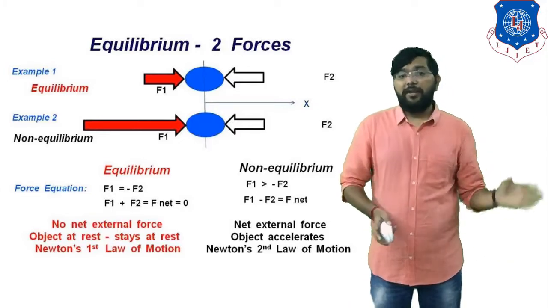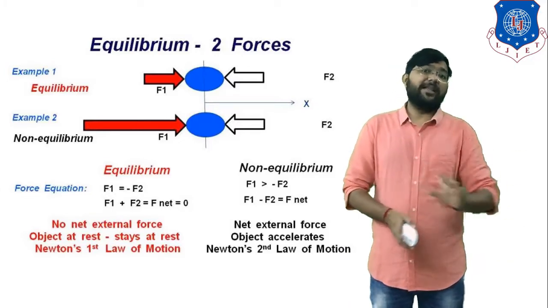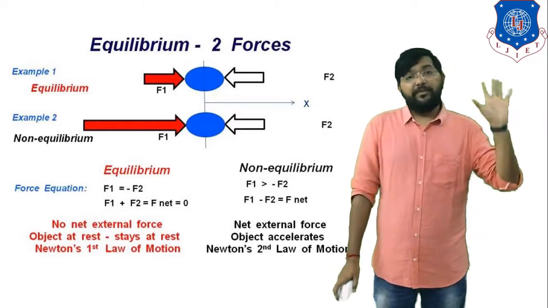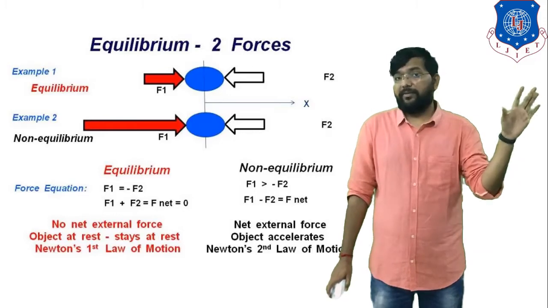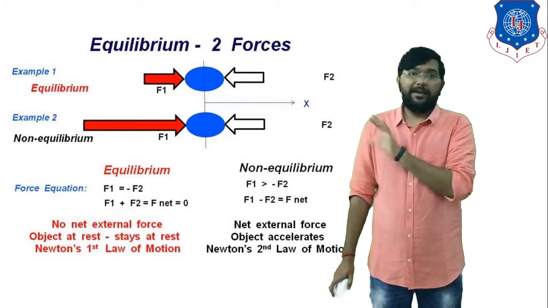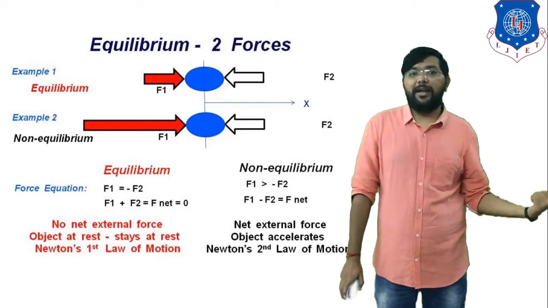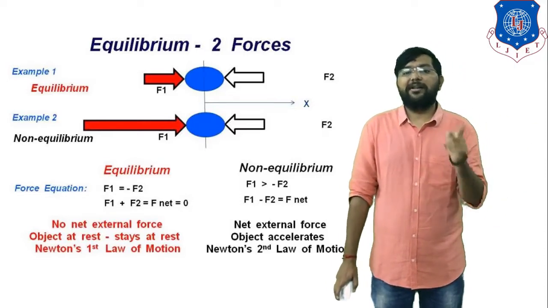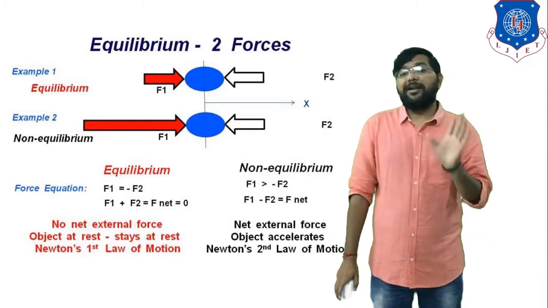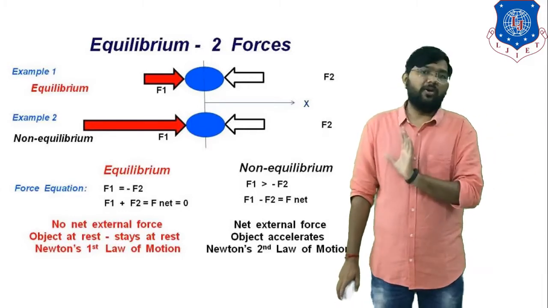Now second, the non-equilibrium condition. You see in this figure F1 is greater than F2, meaning the value of F1 is higher than F2. At that time F1 minus F2 is equal to F net, which is not equal to 0. At that time that body will not be considered in an equilibrium condition. A net external force makes the object accelerate, which is Newton's second law of motion.